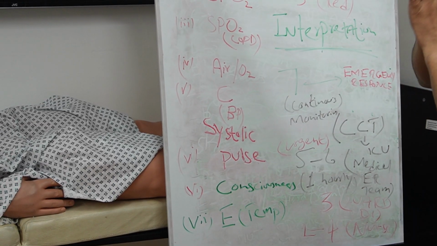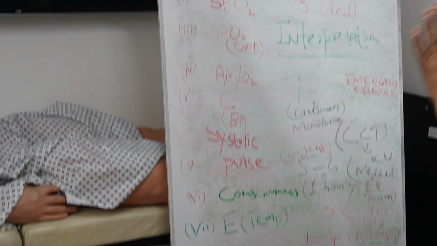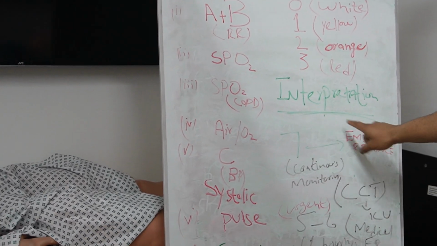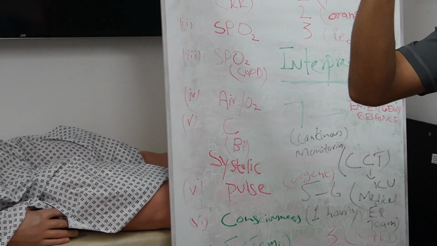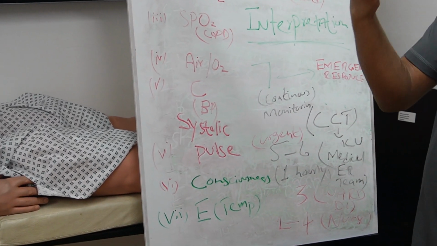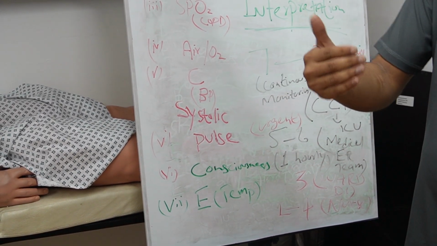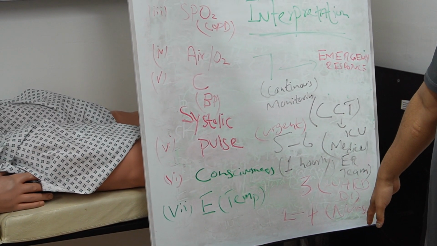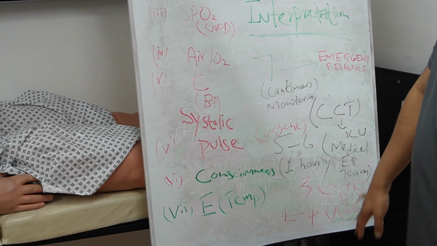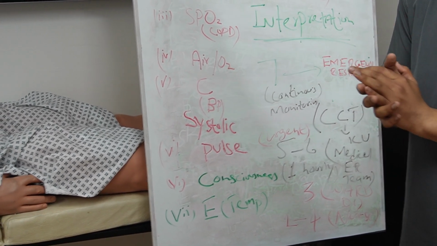So this is the simple interpretation. Just revising it again quickly: 7 or more, emergency response, critical care team. 5 to 6, medical emergency team. If a single parameter has a score of 3, we need a ward-based doctor to look. And if it is 1 to 4, then the nurse will be monitoring the patient.